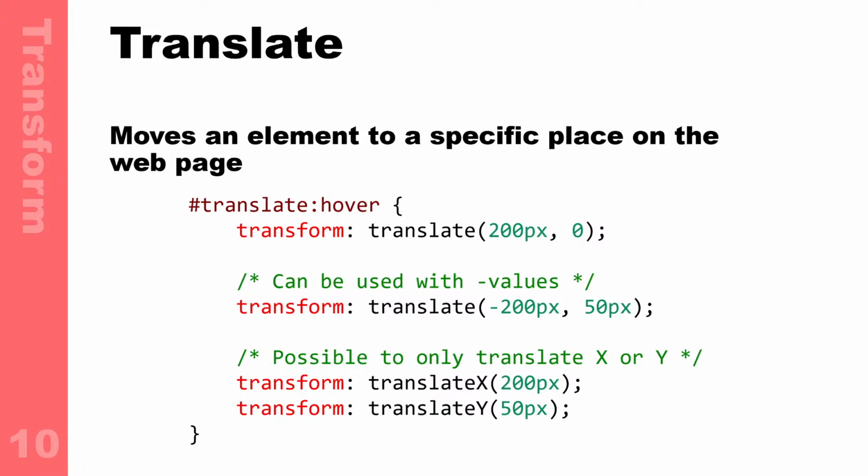The first value is the x-axis, the second value is the y-axis. 0 means I'm not doing anything. Of course, minus 200 is also possible. Then you're going to the left from your origin point. Origin point we'll come to in a second. That's for translate. Of course, you can just do translateX or just translateY as well. Same thing with scale.